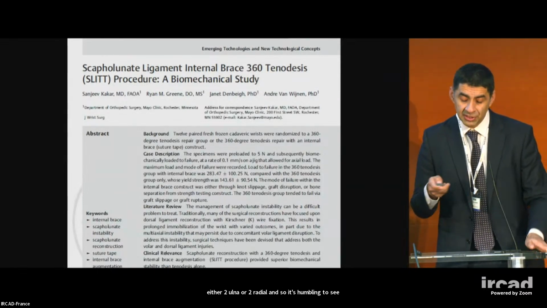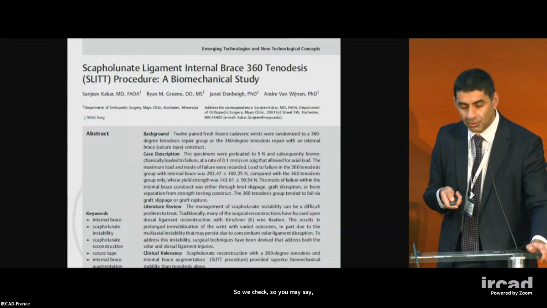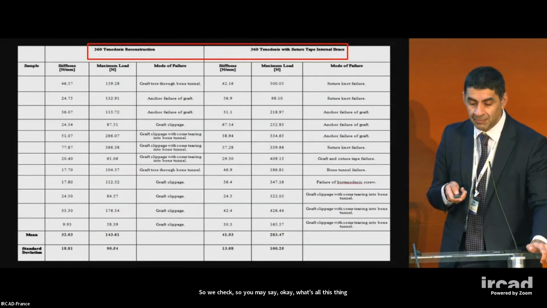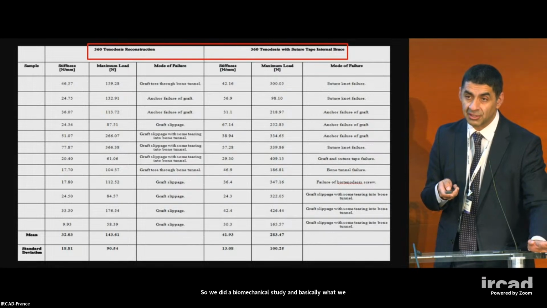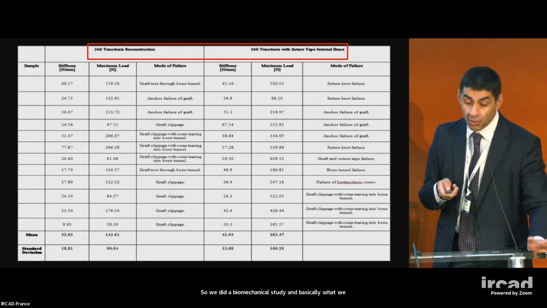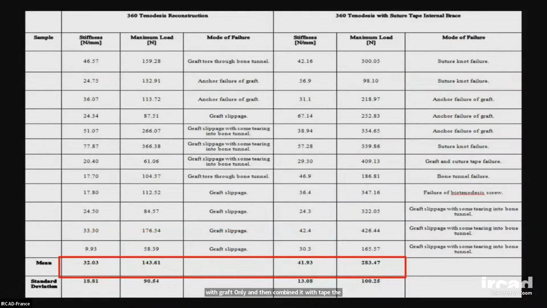So we check. You may say, okay, what's all this about the tape? Why is tape important? We did a biomechanical study, and basically what we found is that doing this tenodesis reconstruction with graft only, and then combined with tape, the dorsal breaking strength was about 320 newtons. You can see it was double by adding the tape compared to not. And so again, the genesis is not to put in K-wires. If you have to put in K-wires, that's fine, but we're trying to move away from that.